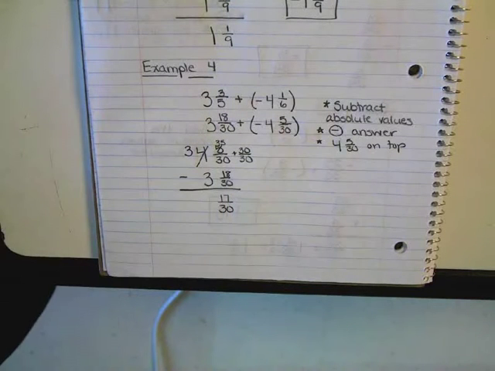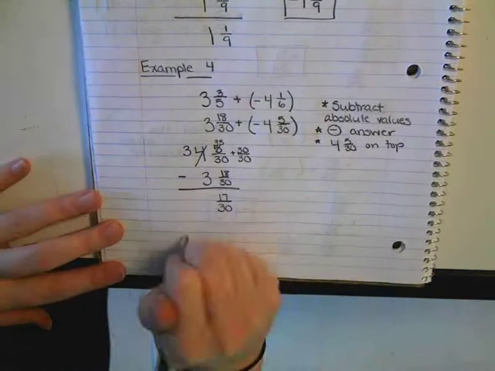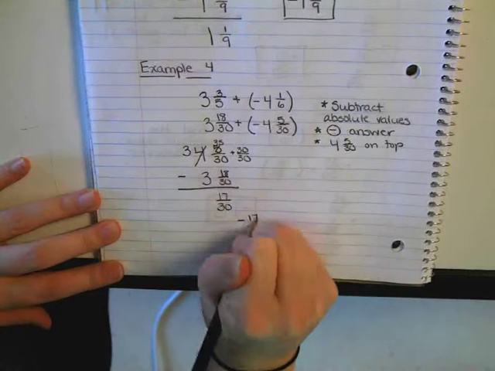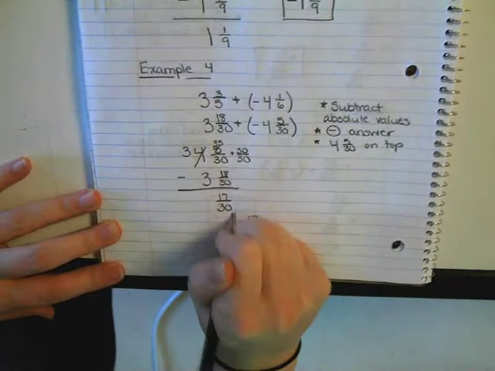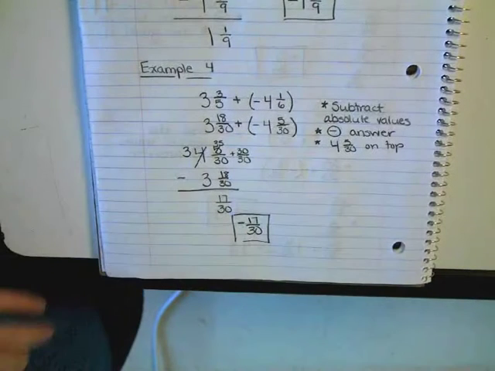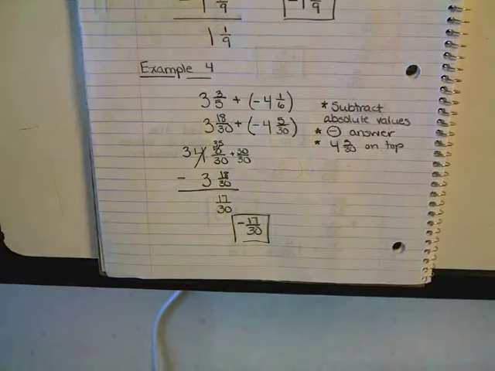Am I done? No. My answer is going to be negative. Good. Negative 17 30ths. You have to check to the line. 17 is a prime number, so unless that was a 34 or a 51, I wouldn't be able to simplify. But yes, I should always check to see if I should simplify.